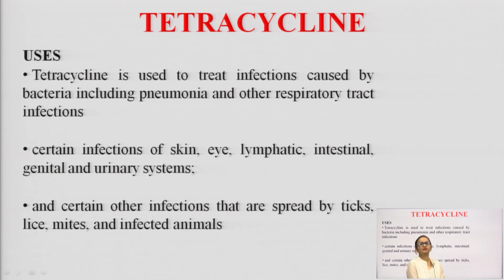Uses: it is used to treat infections which are caused by bacteria. Here we are only discussing tetracycline. Bacteria including pneumonia and other respiratory tract infections. It can also be used for certain infections of the skin, eye, lymphatic, intestinal, genital and urinary system, and also some infections that are spread by ticks, lice, mites and infected animals. These can also be cured with the help of tetracycline. I think it is okay.